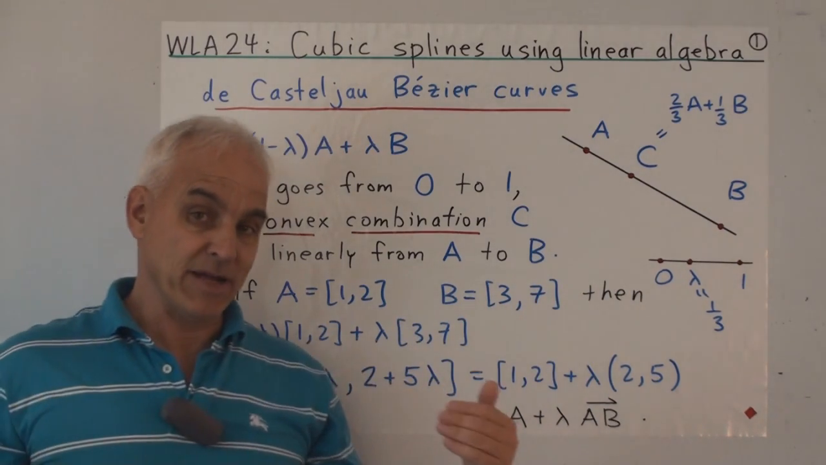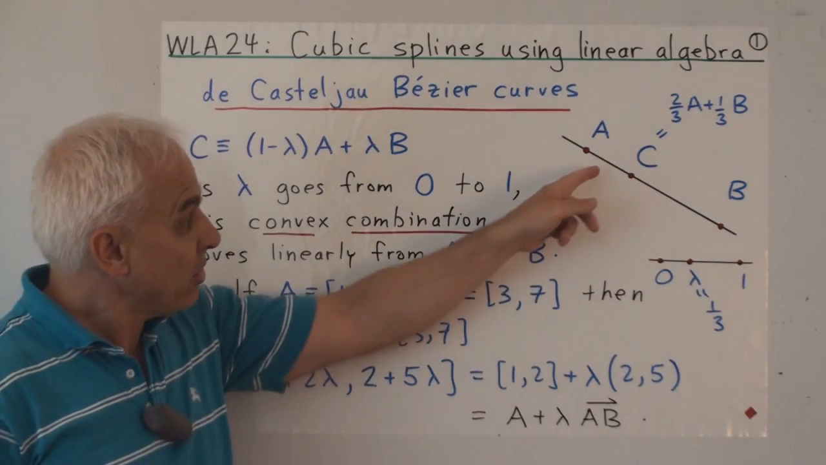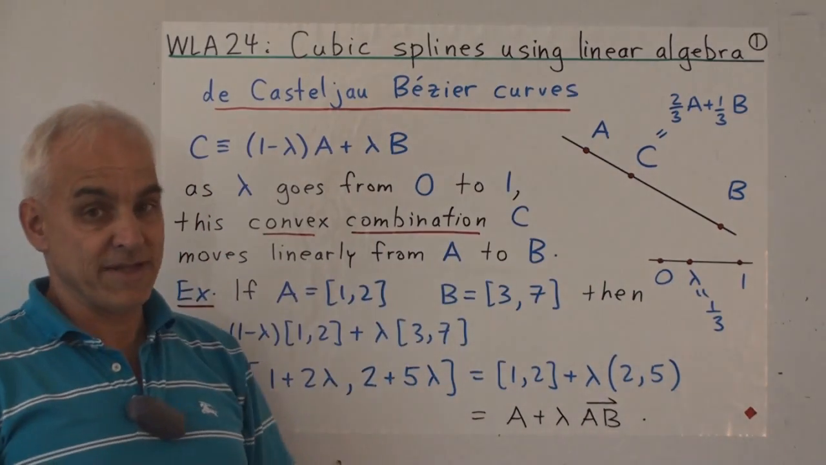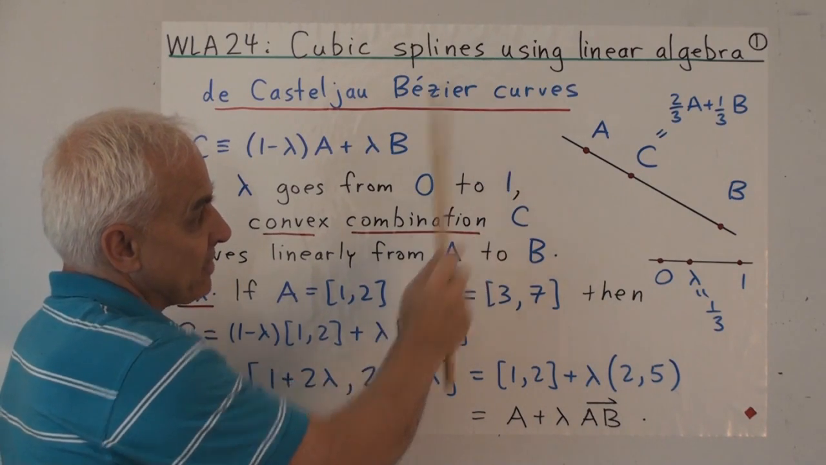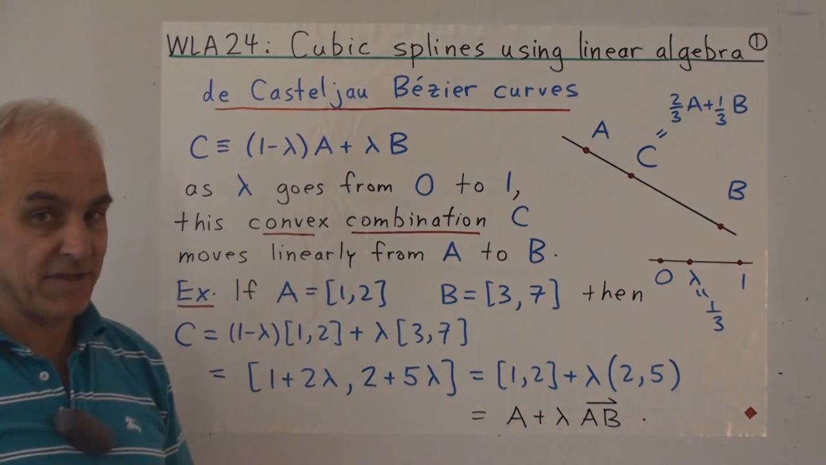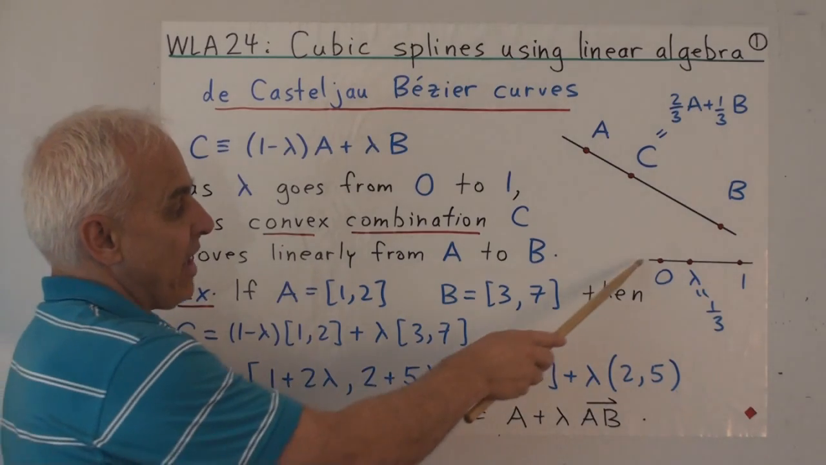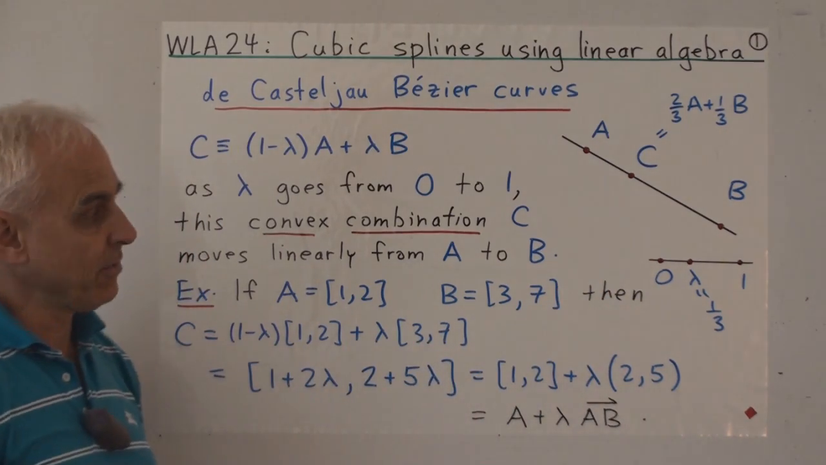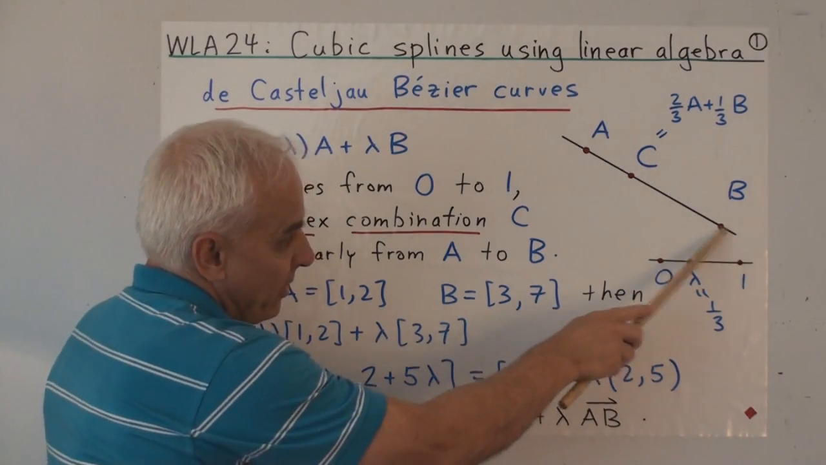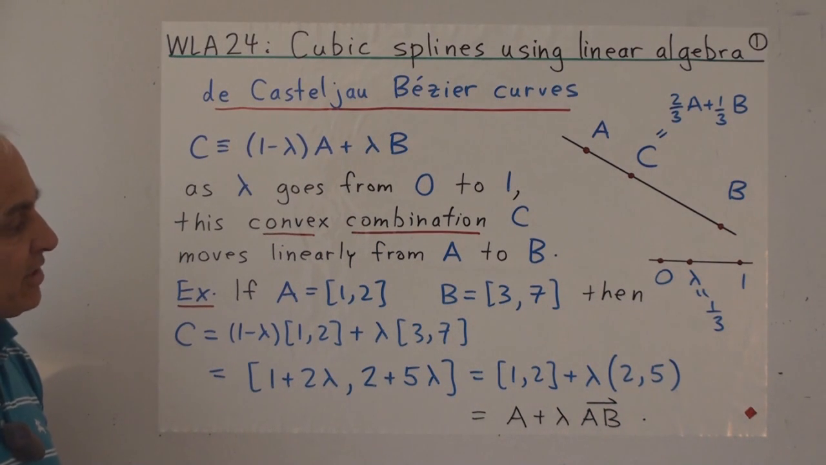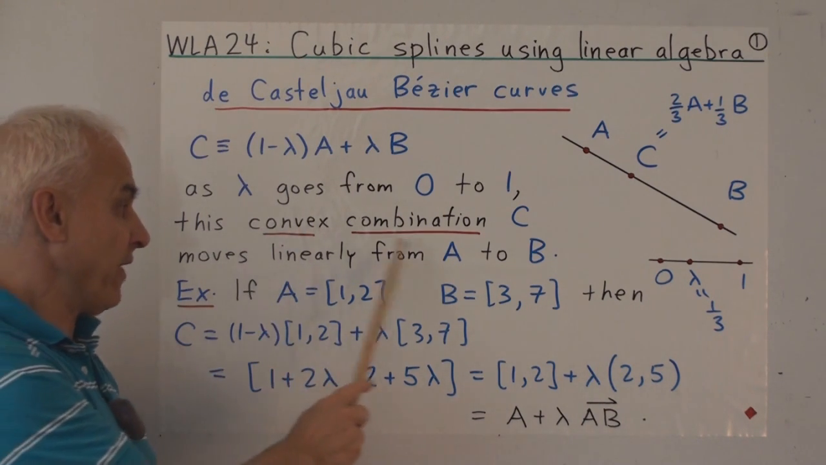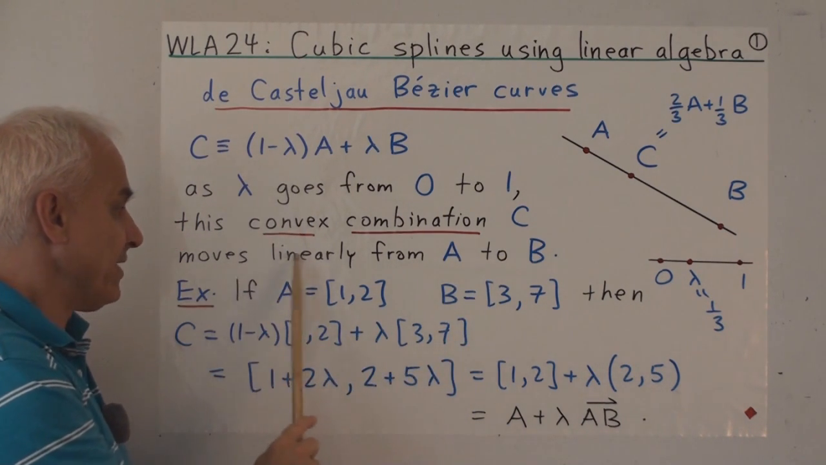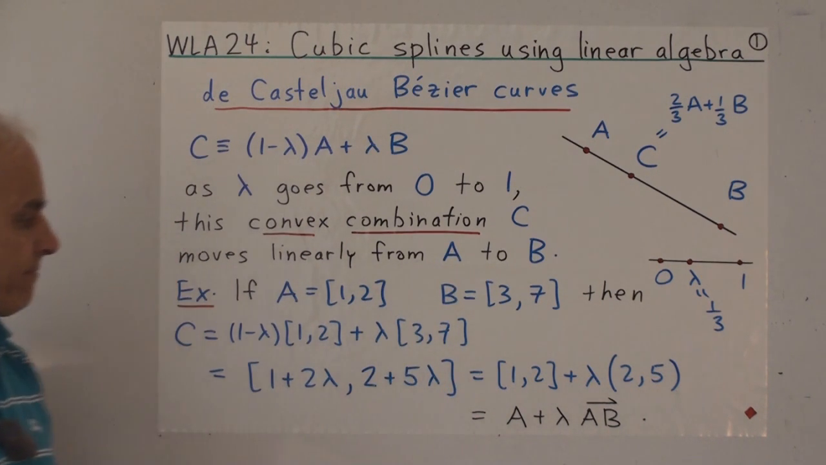And in fact, that parametrization can be extended to other points on this line. So if we go in this direction, we can describe such points exactly by the same formula, but now using values of lambda which are less than 0. And if we go in this direction, well, that corresponds to values lambda bigger than 1. So as lambda goes from 0 to 1, this convex combination C moves linearly from A to B.